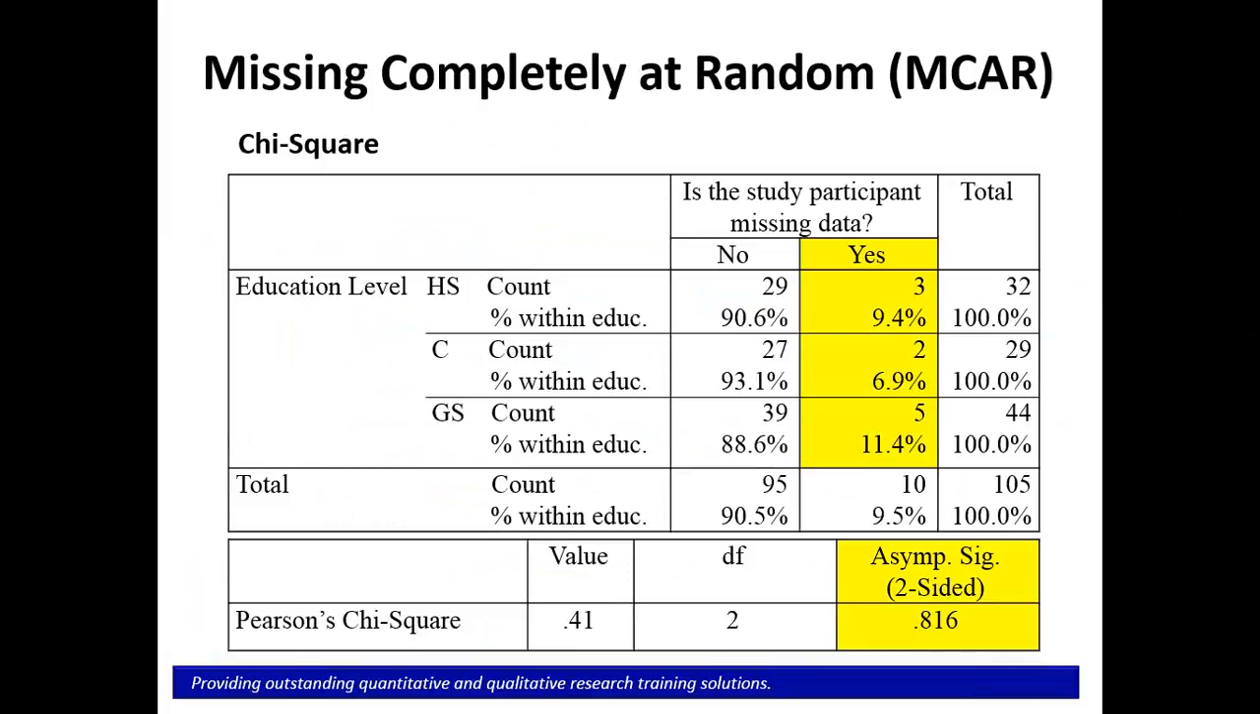So it's all pretty comparable, right? The numbers aren't radically different, but we need to see the level of significance to know if it's significantly different. That's the last column in the bottom box where it says Asymp. Sig. two-sided. That's the significance. Remember, 0.05 or below is significant, and this is way above 0.05. So what we've identified here is there's no statistically significant difference among the people that did and did not have missing data by levels of education.